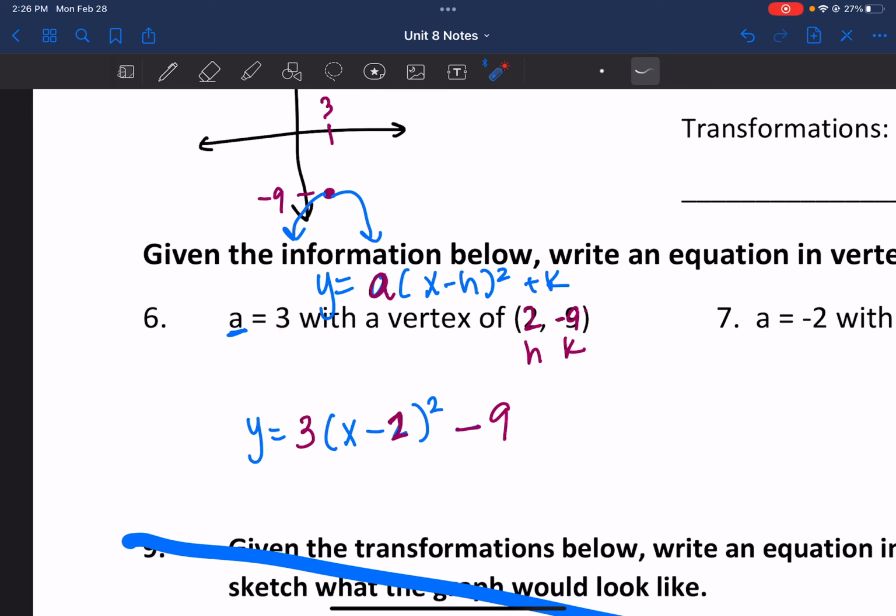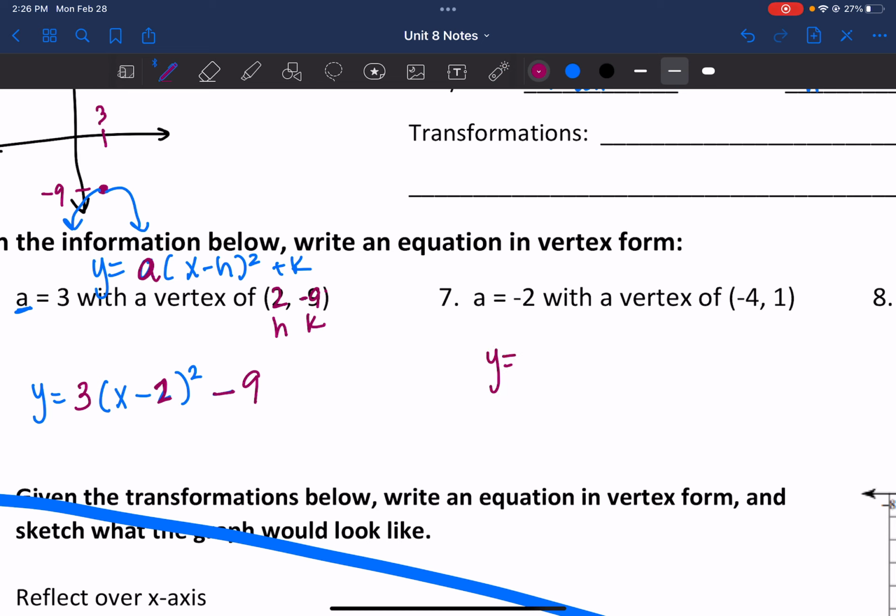We'll just do it one more time with this one right here. So I know my A value is now -2, so I should have a -2, and parentheses X. And because I'm plugging in a -4, it's going to become +4, right? Because you have a negative already there. All right, and then plus 1. And that's it.